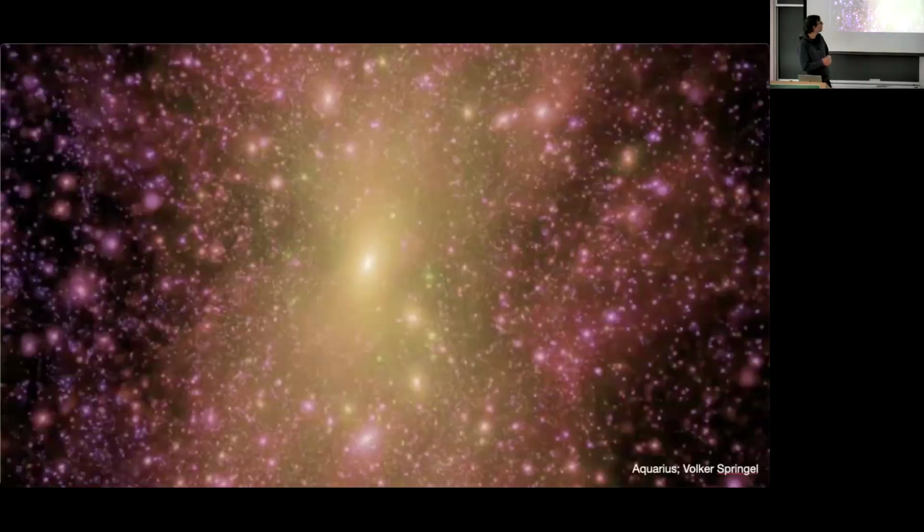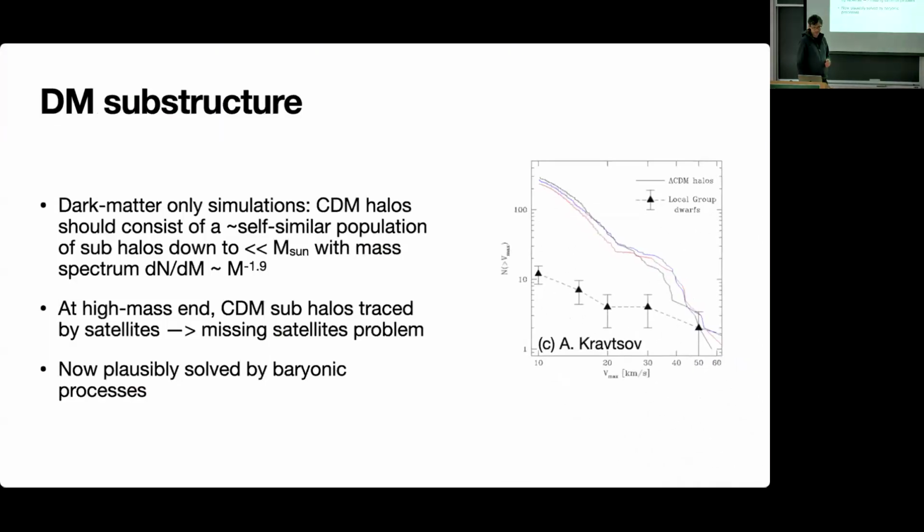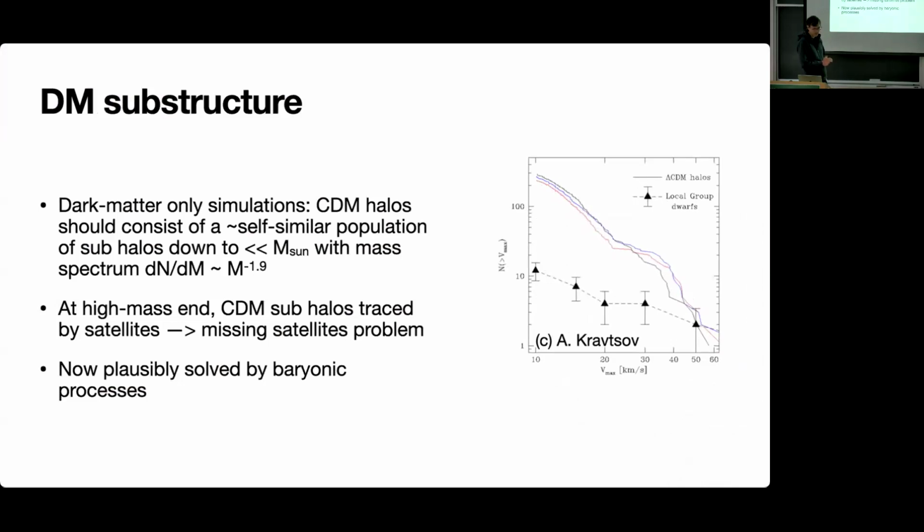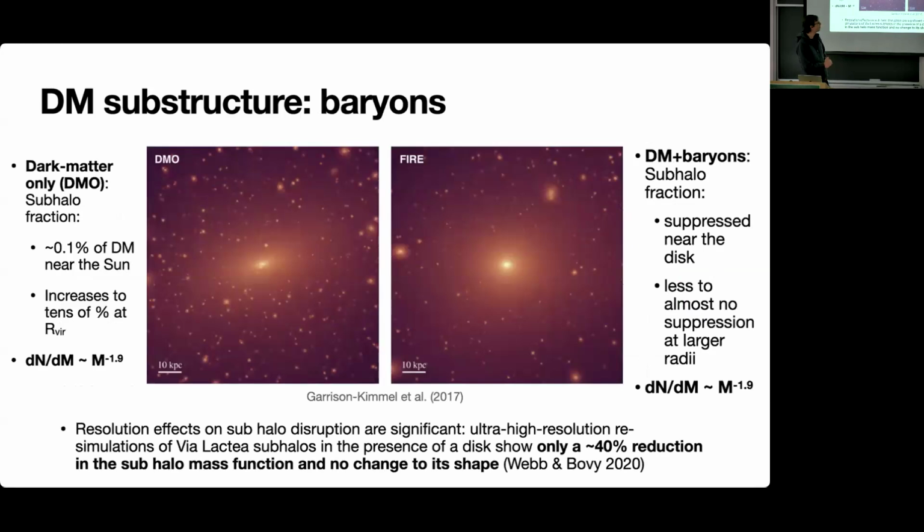Okay, the next is we can look at the substructure in the dark matter halos, because again, standard CDM, a very robust prediction, is that the dark matter halo should be filled with tons of substructure in the form of collapsed subhalos that are floating around. So dark matter only simulations show there should be a self-similar population of subhalos that goes down way below a solar mass in total mass and has a mass spectrum dN/dM roughly going as M to the minus 2, with a slight deviation from that. At the high mass end, we can trace this just with dwarf galaxies because they all sit in dark matter halos, and that historically led to the missing satellites problem. But as I'm sure everybody knows, and Allison was also pointing out, this is basically solved by baryonic processes changing what you expect at the very high mass end. So here again, baryons do make a difference in what you actually predict.